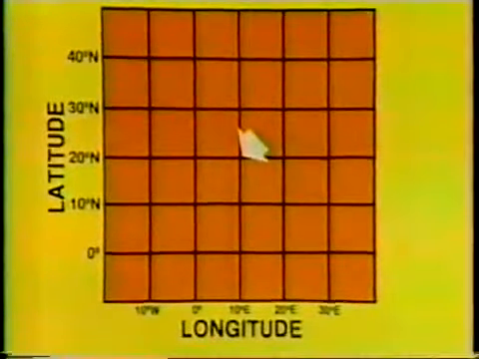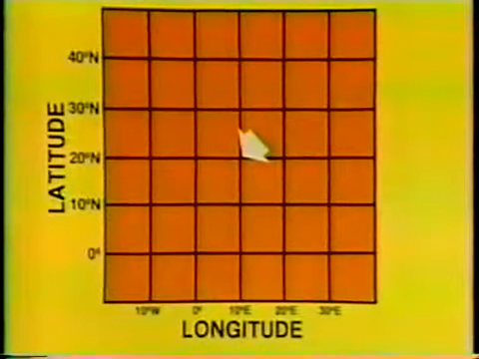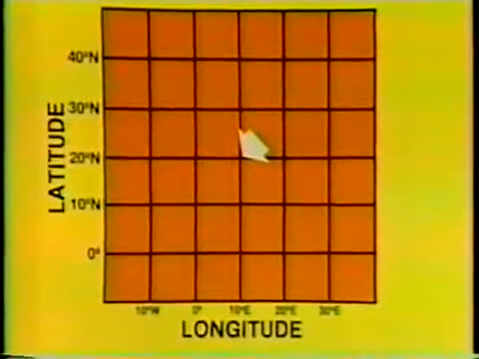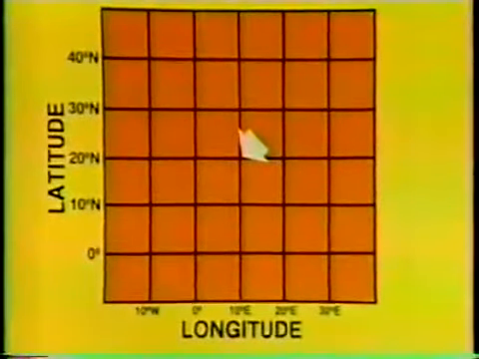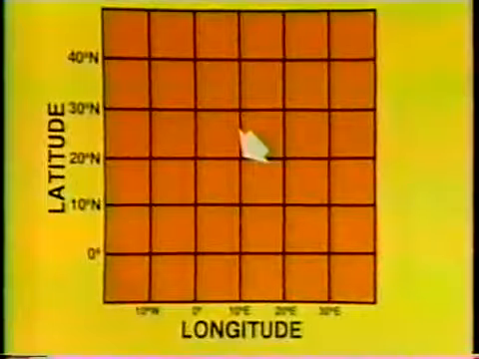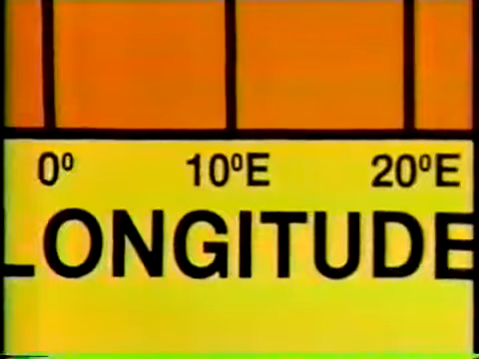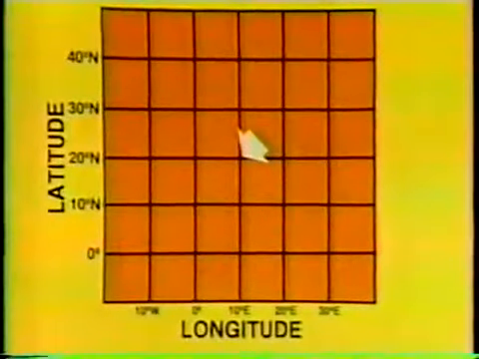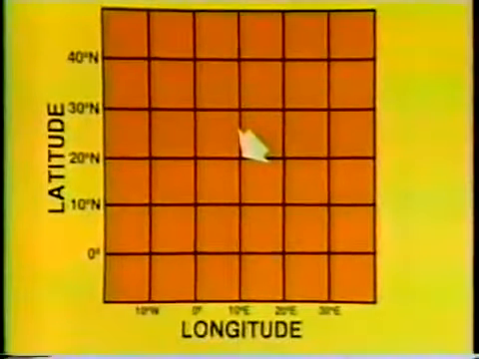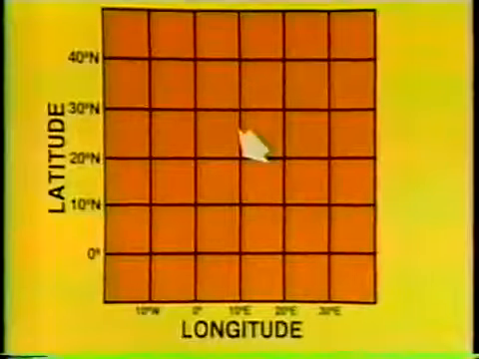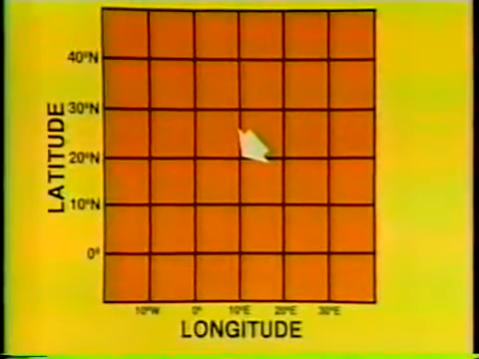If we place an arrow at this point, we can determine the position of the arrow by referring to the degrees of latitude on the left, and then to the degrees of longitude below. The arrow is touching the 20-degree north parallel, as well as the 10-degree east meridian. In giving the location of any point, latitude is always written first. So the position of the arrow is 20 degrees north, 10 degrees east.